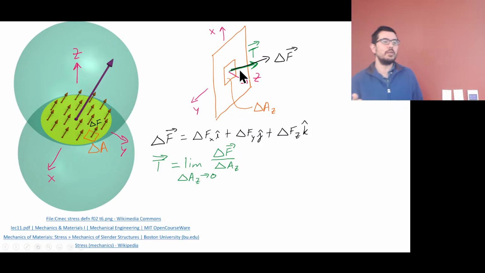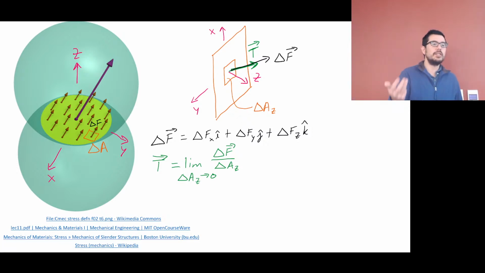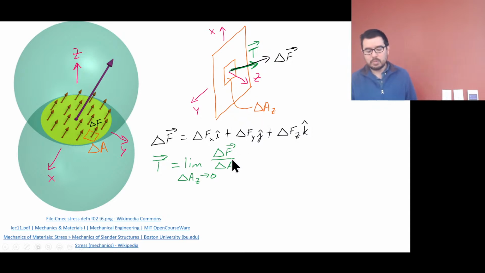I would have to have a different coordinate system or a different set of units to describe it, because now this traction vector is not going to be describing things in terms of newtons or a force, but in terms of a force per unit area, or maybe newtons per meter squared.